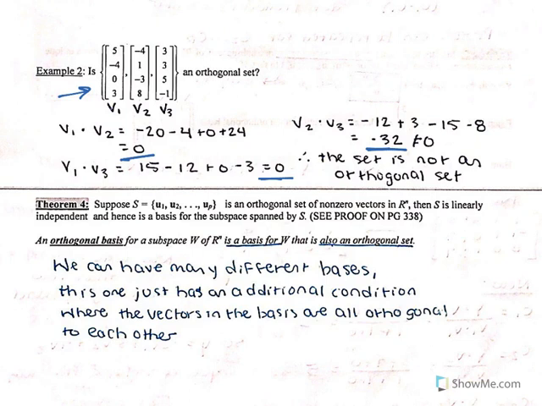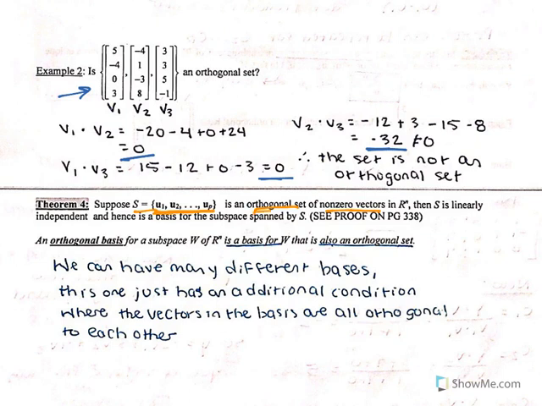Okay, theorem at the bottom. Suppose we have a set, u1 through up, and it's an orthogonal set of non-zero vectors. Good question: can the zero vector be a part of an orthogonal set? I would say yes, because any vector dotted with a zero vector is still 0. So an orthogonal set could have a 0 vector in it.